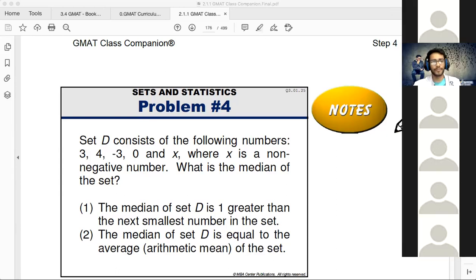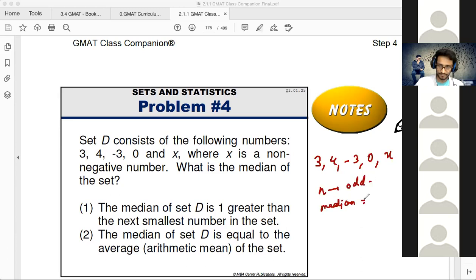Problem number 4. Set D consists of the following numbers: 3, 4, minus 3, 0 and x. How many numbers are there? 1, 2, 3, 4, 5. N is odd. So median is given by the sixth observation, 5 plus 1 by 2.